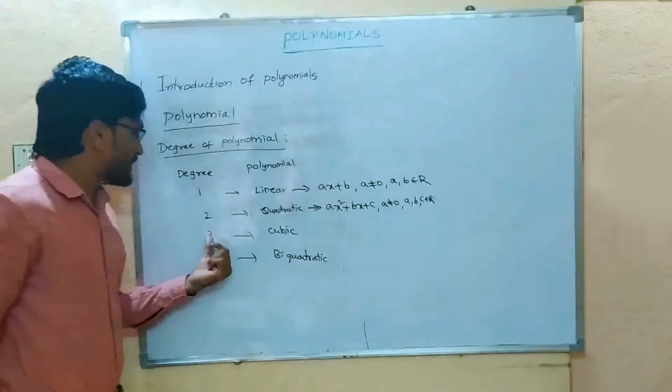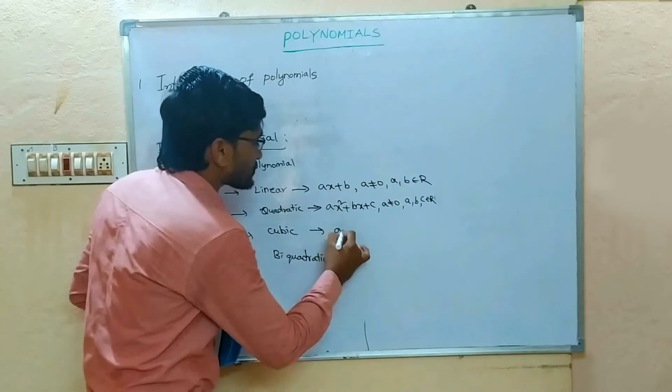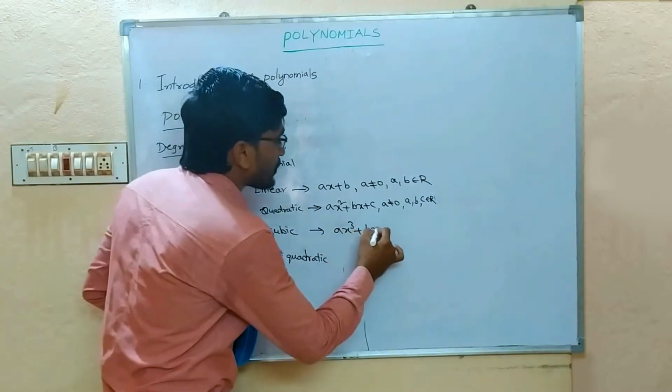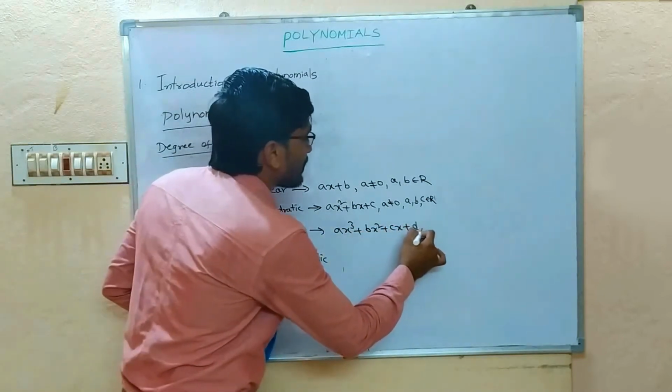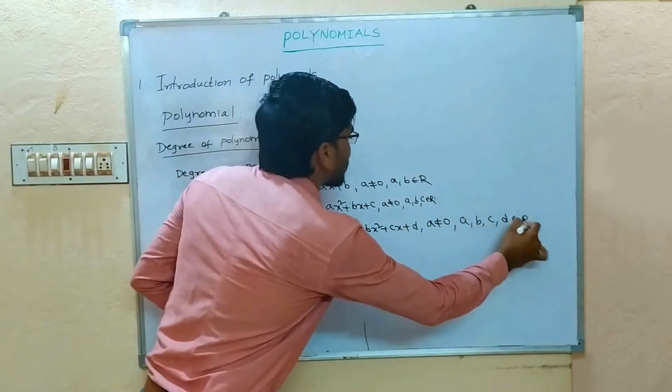Like that, if the degree of the polynomial is 3, then it is called a cubic polynomial. The general form is ax cube plus bx square plus cx plus d, where a is not equal to 0, and a, b, c, d belong to real numbers.